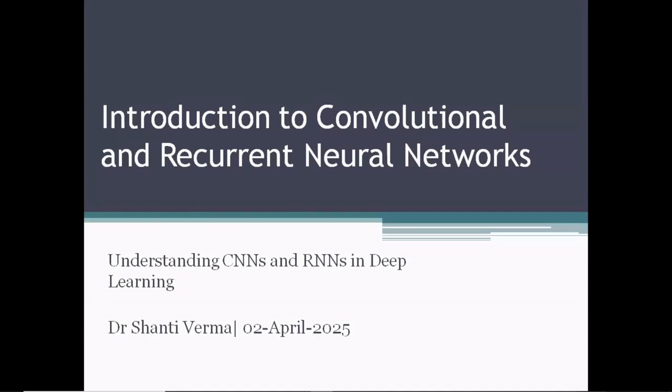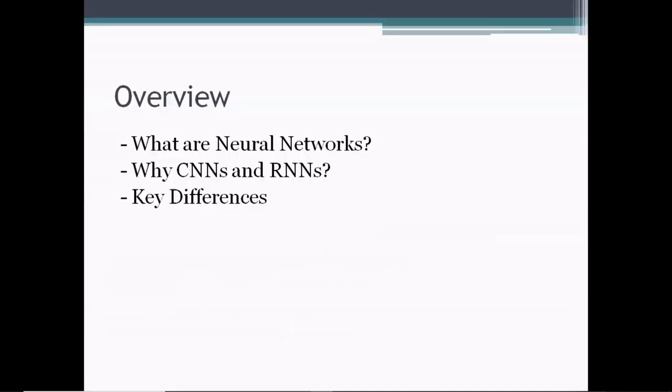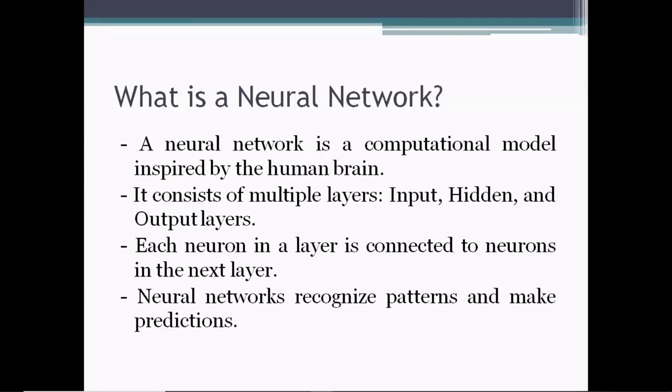Today's session, we are going to understand what CNN and RNN are. CNN is a convolutional neural network and RNN is a recurrent neural network. First, we will again understand what a neural network is, and in today's session we are going to discuss how CNN and RNN work, what the different applications of CNN and RNN are, and what the key differences are. The important part is which algorithm gives you the best results for which type of data set.